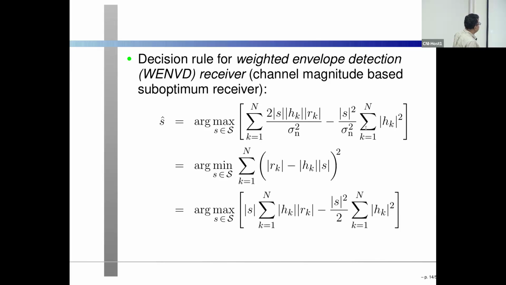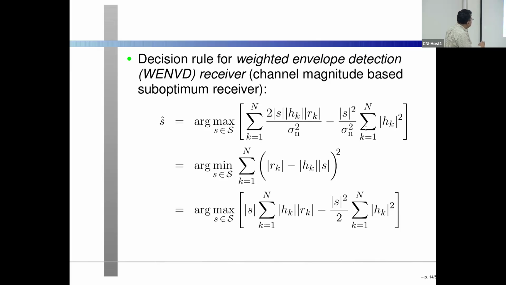Okay, and you take the square and you add over all the branches. So this argmax becomes argmin. It is very easy to transfer from here to here. And if you ignore these constants, you can rewrite this like this. So this is the WENVD receiver. This is again partial CSI based, channel magnitude based, but it's suboptimum. It's much simpler to implement, as you can see.